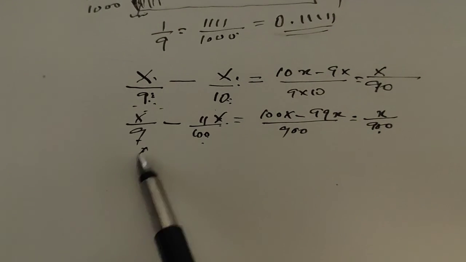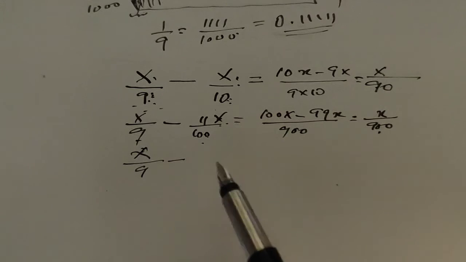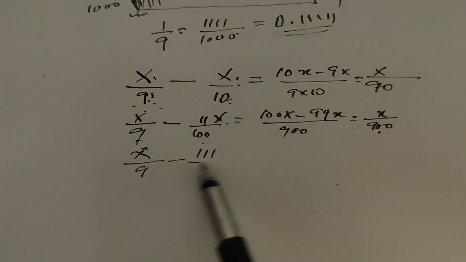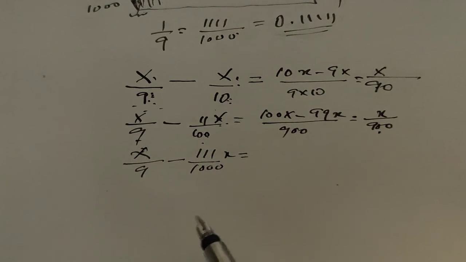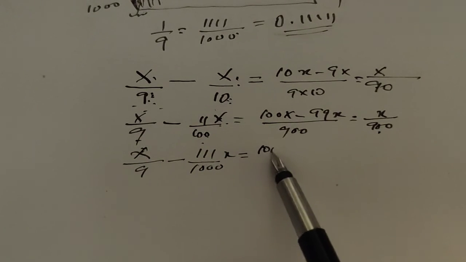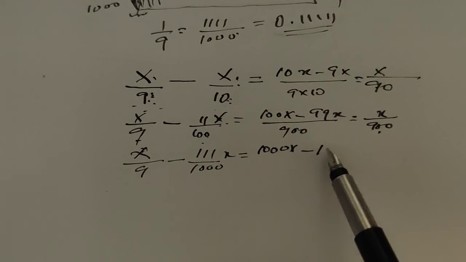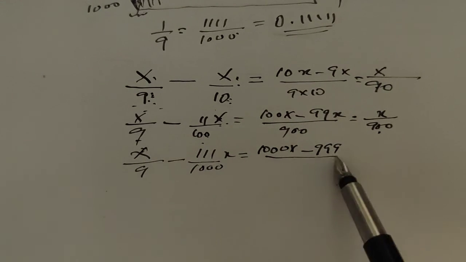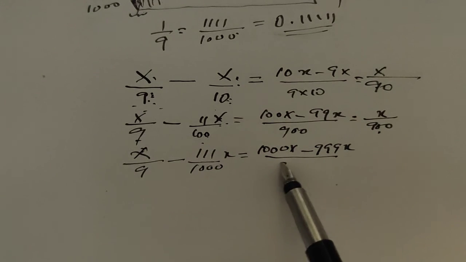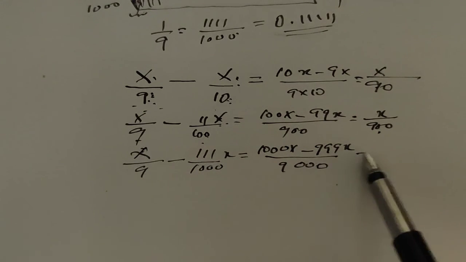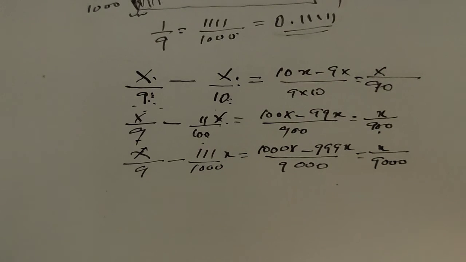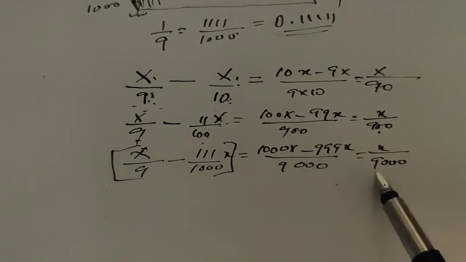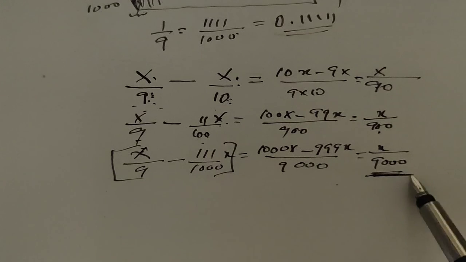And now we can write x by 9 minus 111 by 1000 part of x. What is this difference? This difference is 1000x minus 999x divided by 9000, that is equal to, again you get x by 9000. Then what does this say? This difference is very small, negligible or vanishing.